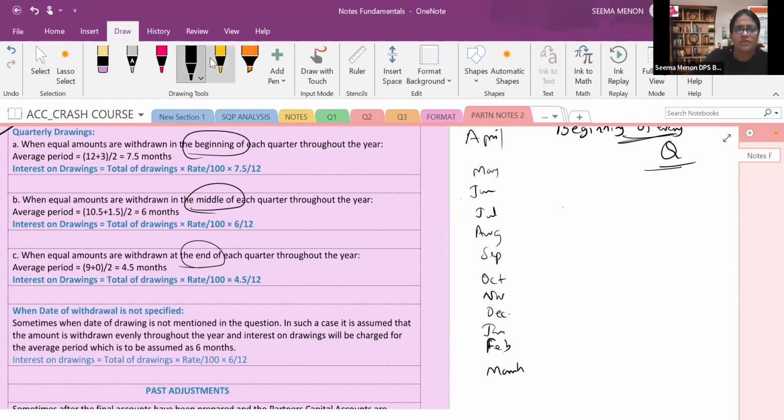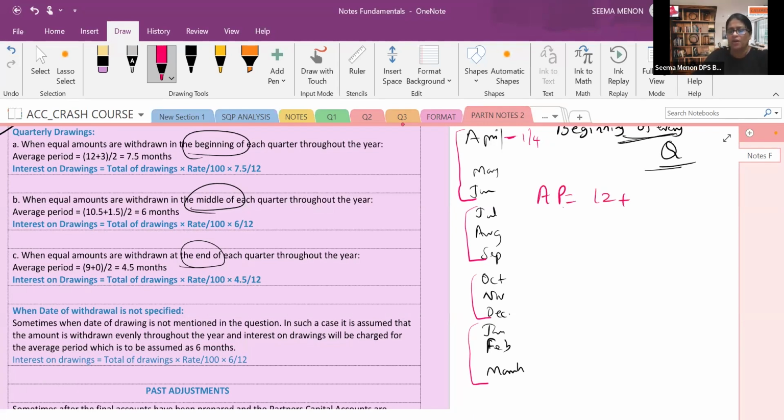So I'm dividing this into quarters. April, May, June, that is one quarter. Then July, August, September. October, November, December. Then January, February, March. So beginning of April, he withdrew. Beginning means he will withdraw on 1 April. How many months are left after that? The full 12 months. What I am finding is the average period.